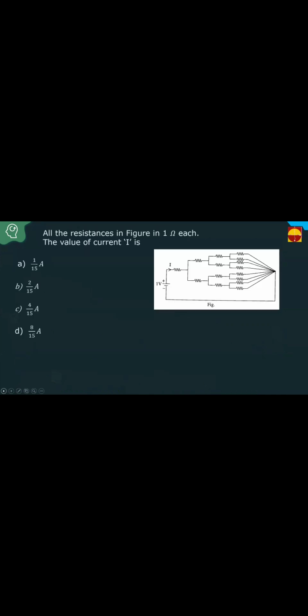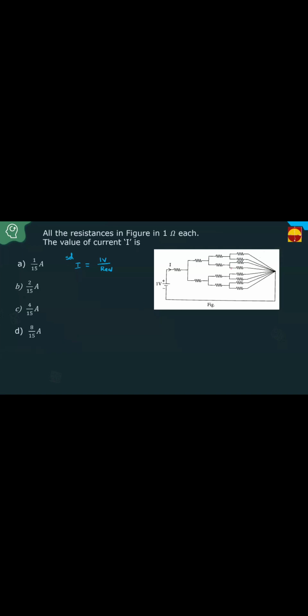Can you try this? This is a previous question. All the resistances in the figure are 1 ohm each. The value of current I is? All are 1 ohm resistance. One method to solve this is to calculate the equivalent resistance. Once you know the equivalent resistance, the current equals 1 volt by R equivalent.